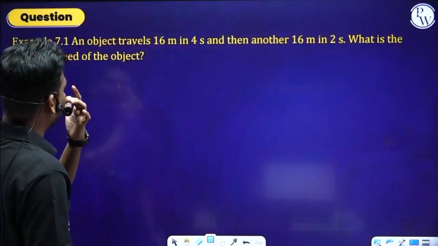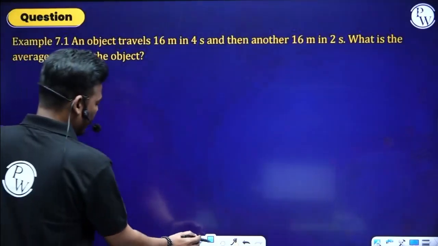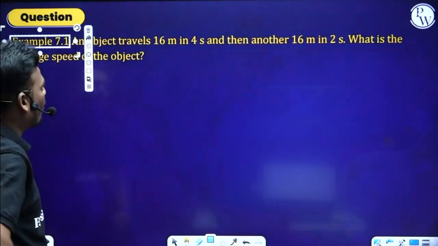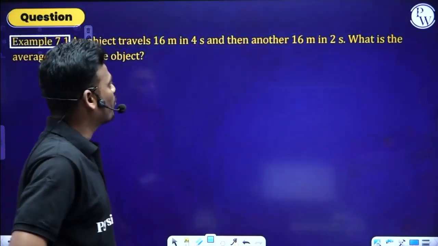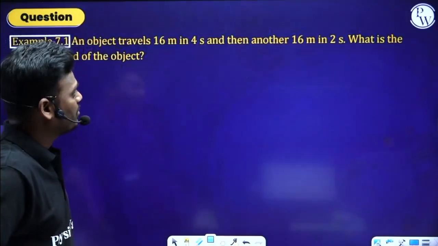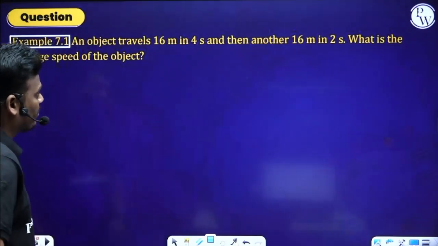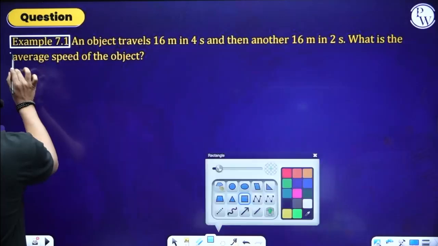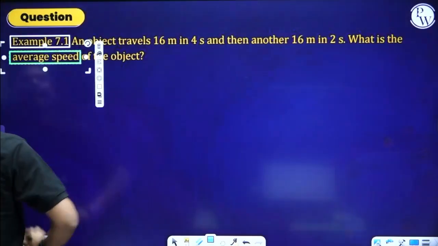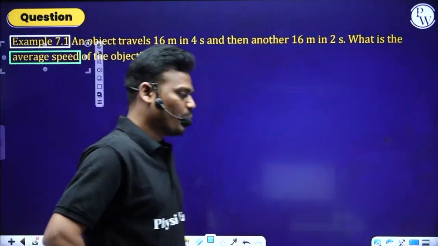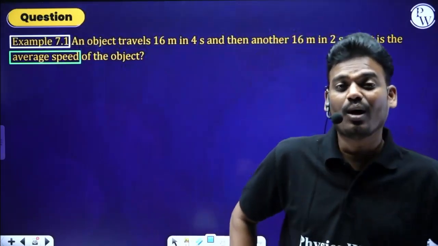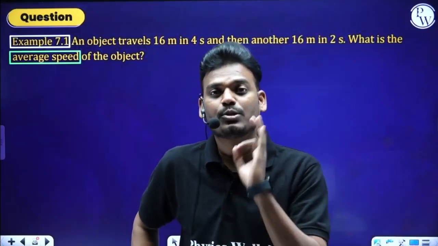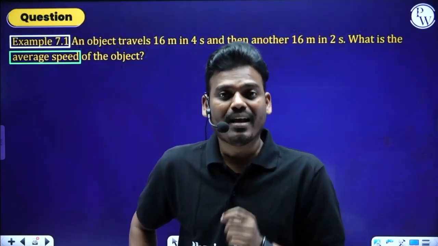Okay. So let's start with, yeah, before that, here we have a small question. Okay, so let's try to solve this question. Okay, easiest question. The question says: an object travels 16 meter in 4 seconds and then another 16 meter in 2 seconds. What is the average speed? Concentrate on the words. Okay, average speed of the object. So here we need to calculate not just the speed, instead of the speed we need to calculate the average speed. Why do we need to calculate average speed?